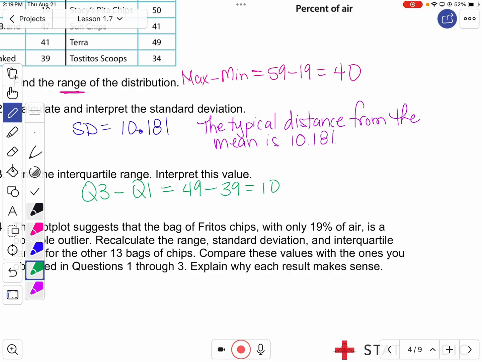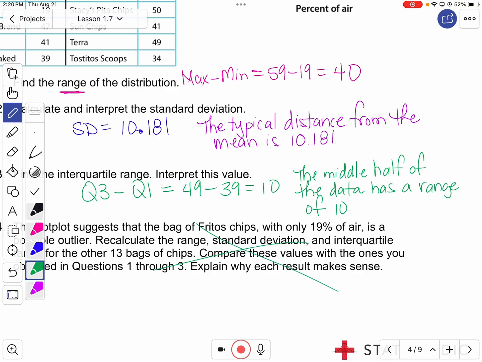Again, how do we interpret that, okay? We would say that the middle half of the data has a range of 10, okay? It's just 10 apart, all right? I'm not concerned about that last question, okay? So it has a range of 10, all right?